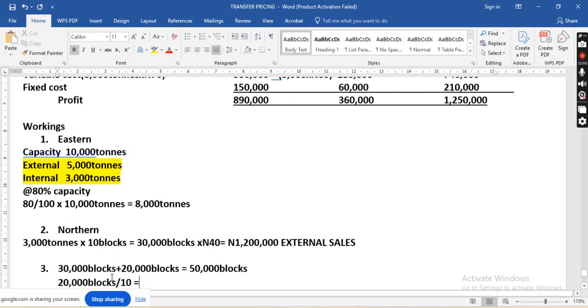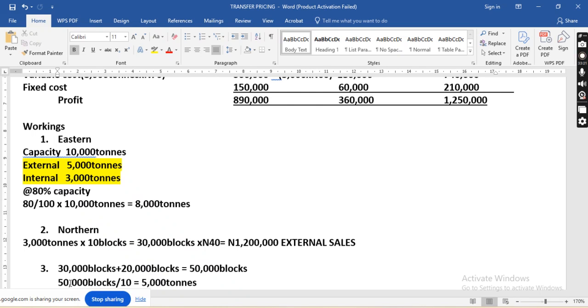So the total is 50,000 blocks, not 20,000 blocks. Okay, the total is what? 50,000 blocks. So what is the total in tons? We then need 5,000 tons, right? Which means that they will actually need 5,000 tons.